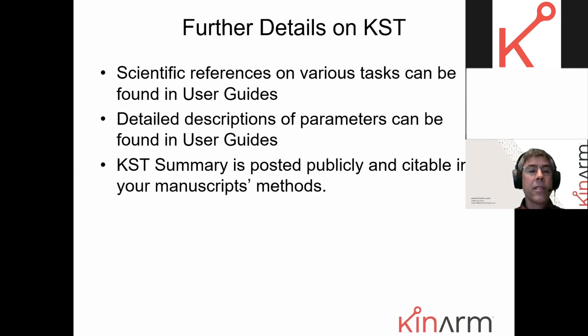And the last is all of this can be found in our Dexterity user guide, but we also now have a subsection of that guide called the KST summary. This is posted publicly, so anybody has access to it, and therefore it's citable in your manuscript's methods section. So instead of having to rewrite what the task was, rewrite what the parameter was, and rewrite a whole bunch of things, it's probably much more efficient to simply reference the KST summary, because then any reviewer of your paper has access to it and can go and find out that information as needed.